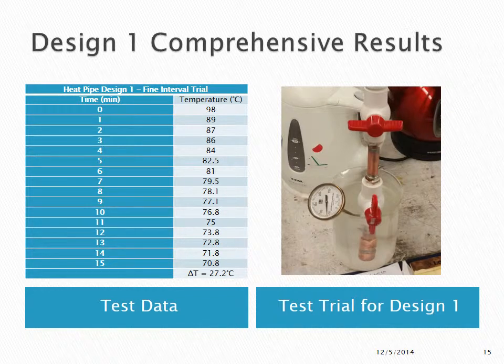As can be seen, design 1 was the iteration that was most successful in extracting heat from the hot water bath. In order to more fully analyze these findings, we did a full analysis of the heat transfer for this iteration. It was found that the full temperature difference could be up to 27.2 degrees Celsius.